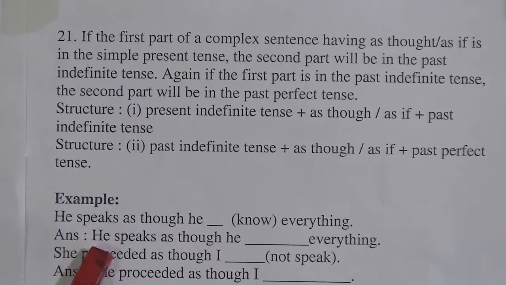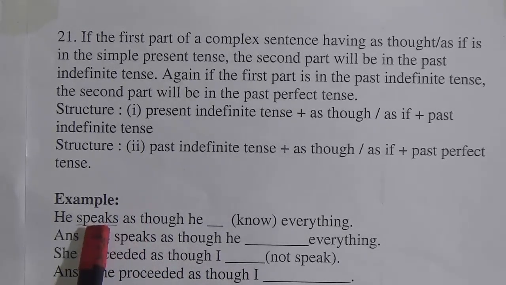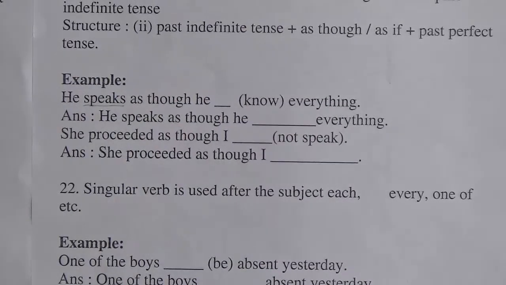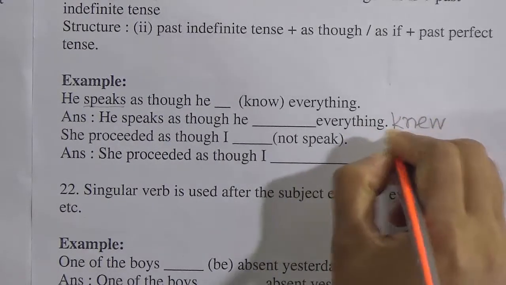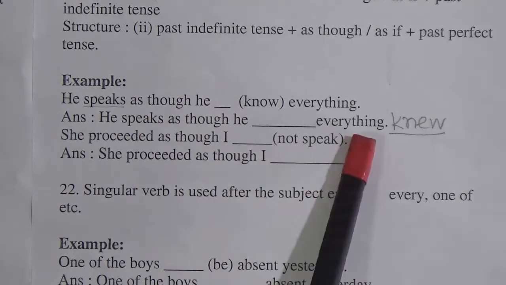Come to the example: he speaks as though he dash in bracket know everything. Students, as I say, the first part is in present indefinite tense: he speaks. And here as though, so the next one will be in past indefinite tense. So you have to use the past form of know. Know will be knew. He speaks as though he knew everything.